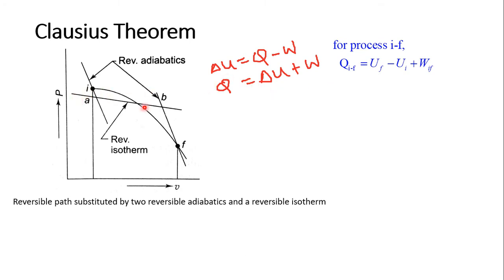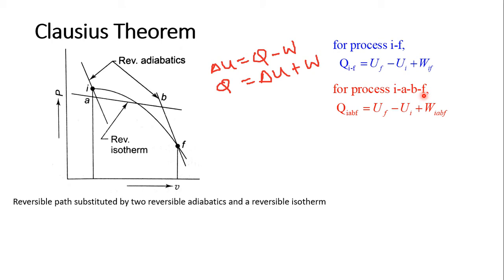For process IF, what is the initial point? I. What is the final point? F. What can you write? QIF is equal to delta U, which is U final minus U initial, so UF minus UI, plus the work done during I to F. We can write this equation for process IF because this is a reversible path, according to the first law of thermodynamics for a process. Similarly, for process IABF, what can we write?